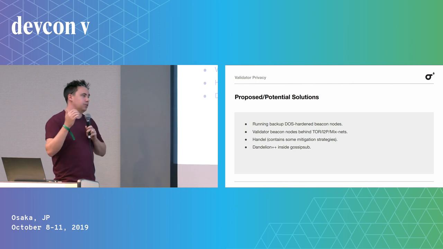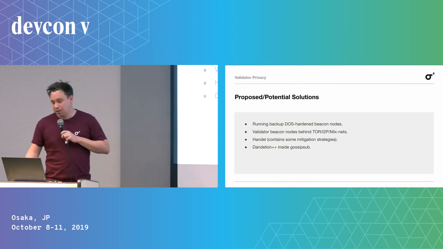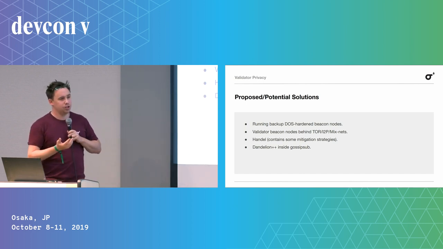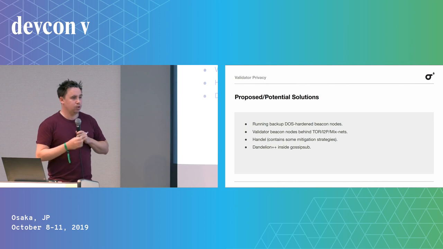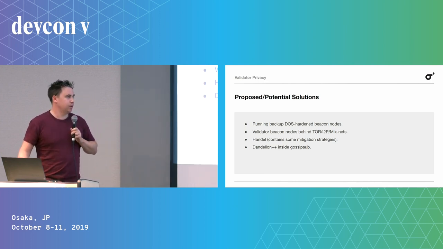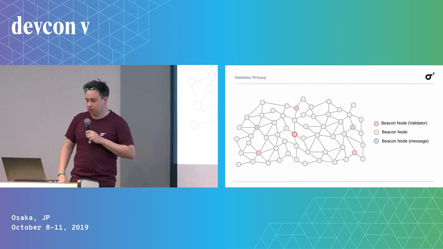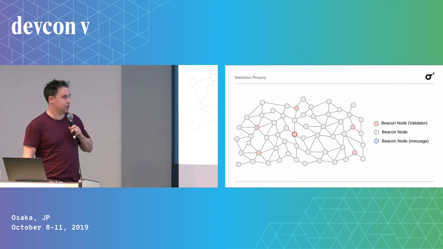Another interesting idea is adding Dandelion inside Gossip Sub. Again, Gossip Sub is our message propagation system. Dandelion is an anonymization framework for anonymizing Bitcoin transactions on the Bitcoin network. And I just want to give a rough overview of how that might work in our gossip subnetwork, or what has currently been suggested.